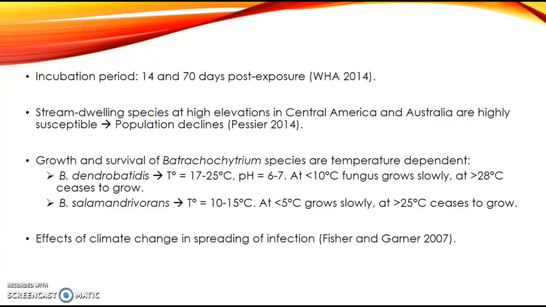For example, the optimal growth of B. dendrobatidis is observed between 17 and 25 degrees Celsius, and at pH of 6 and 7. At 10 degrees Celsius or lower, the fungus grows slowly, while at 28 degrees or higher, it ceases to grow completely. For B. salamandrivorans, the optimum temperatures for growth are between 10 and 15 degrees Celsius. It grows slowly at 5 degrees Celsius, while temperatures of 25 degrees and higher are lethal.